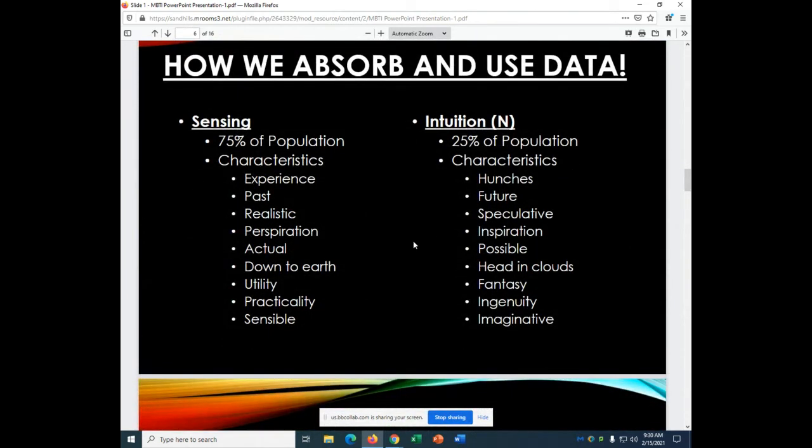How do you understand data? How do you take information, whether it's from science or mathematics, or it's a report or history textbook, or what have you? How in the world do you absorb it? How do you learn it? How do you get it inside your brain? All right? And you're going to see that 75% of the population are sensors.